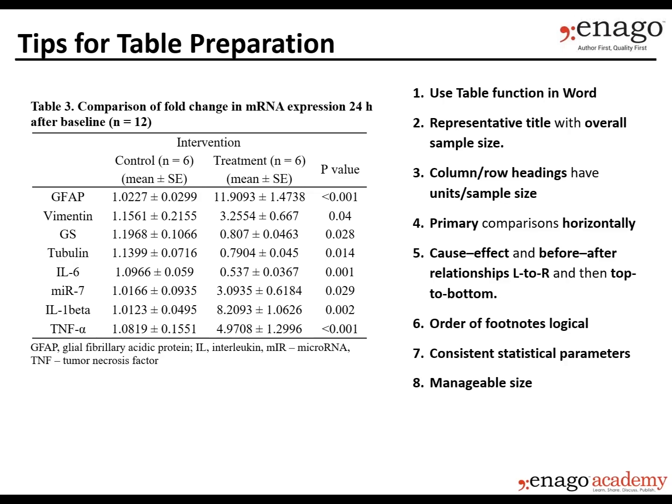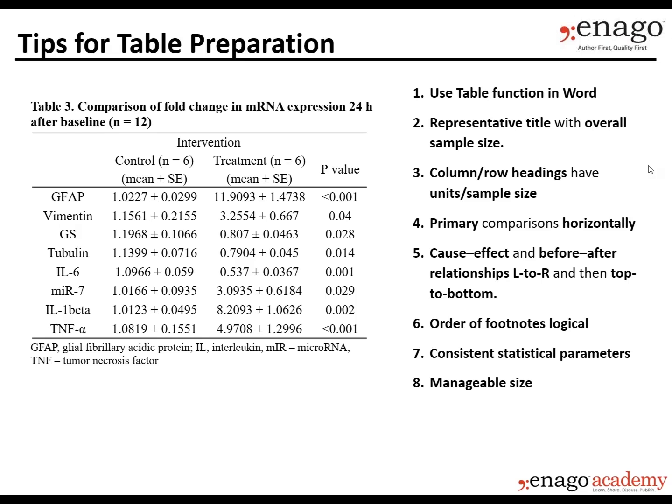So some tips for table preparation, in general thinking about papers. The table function of Microsoft Word is a better option than trying to use spaces and tabs. Just think about what the title is actually conveying. You should absolutely describe the contents of the study or of the table and give a sense of what the sample size is. You should be really clear about what the sample size and units are throughout.